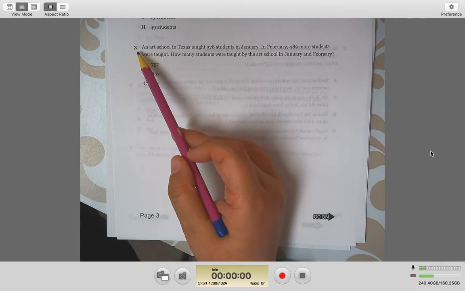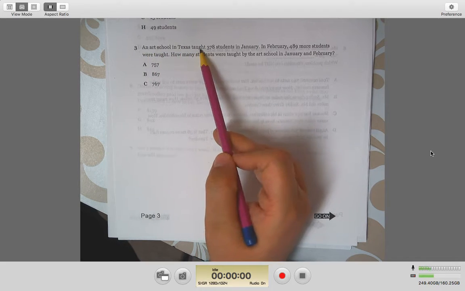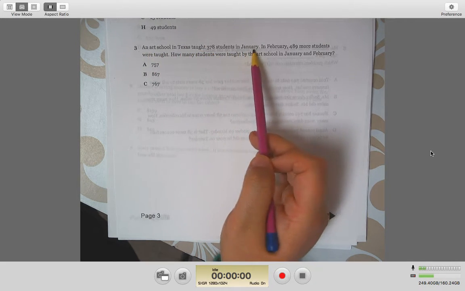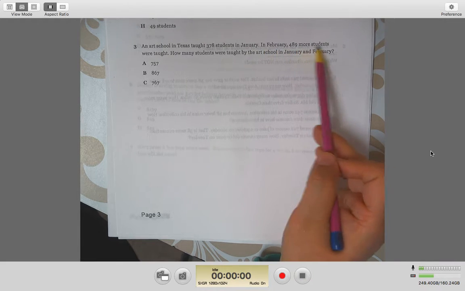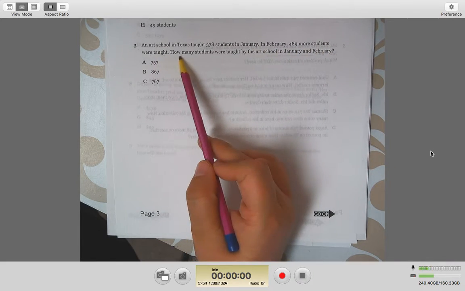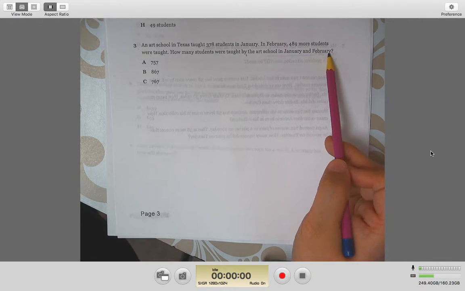So I'm going to use this problem as an example. I'm going to read through it. An art school in Texas taught 378 students in January. In February, 489 more students were taught. How many students were taught by the art school in January and February?